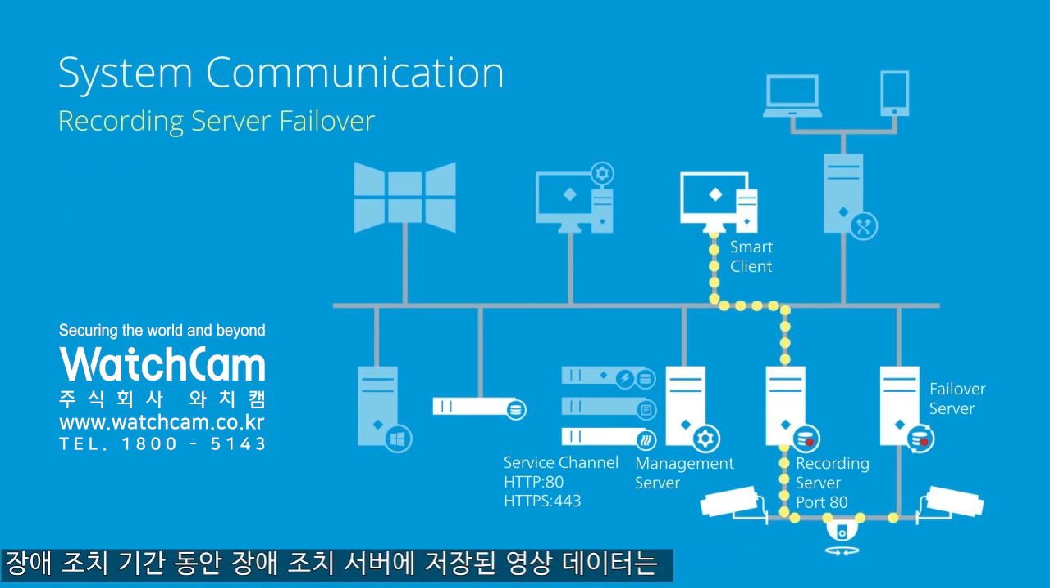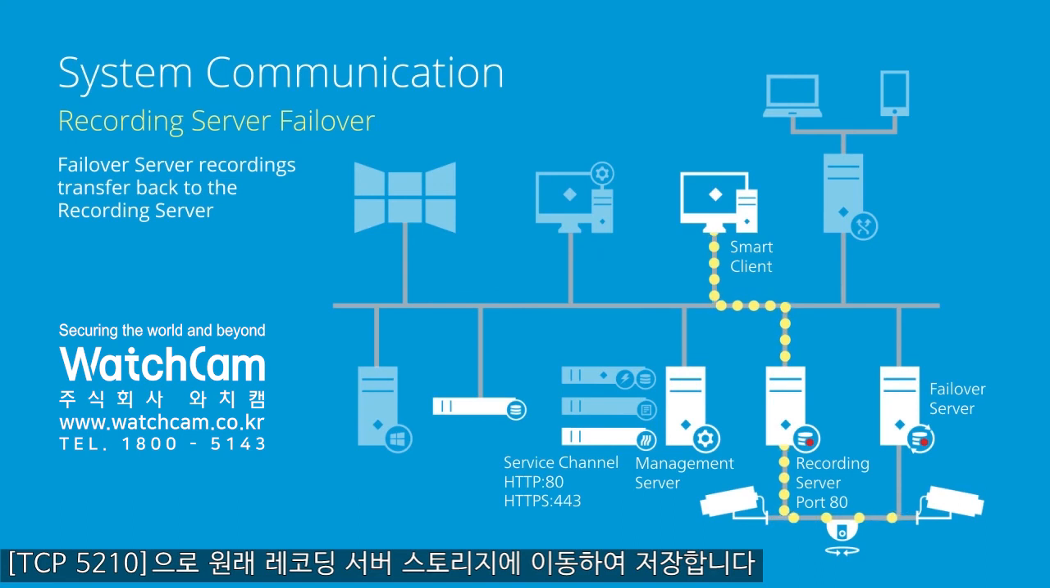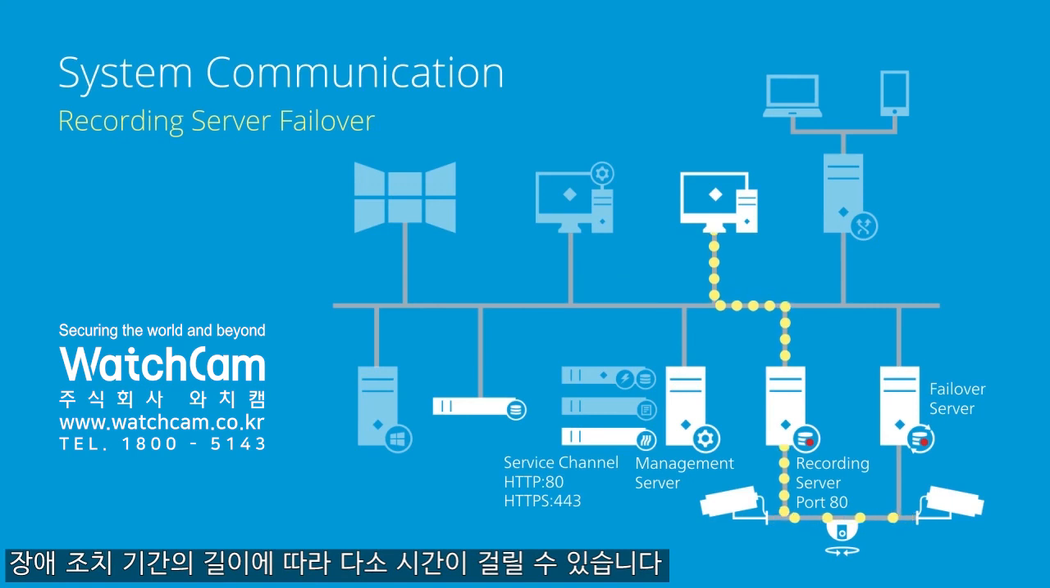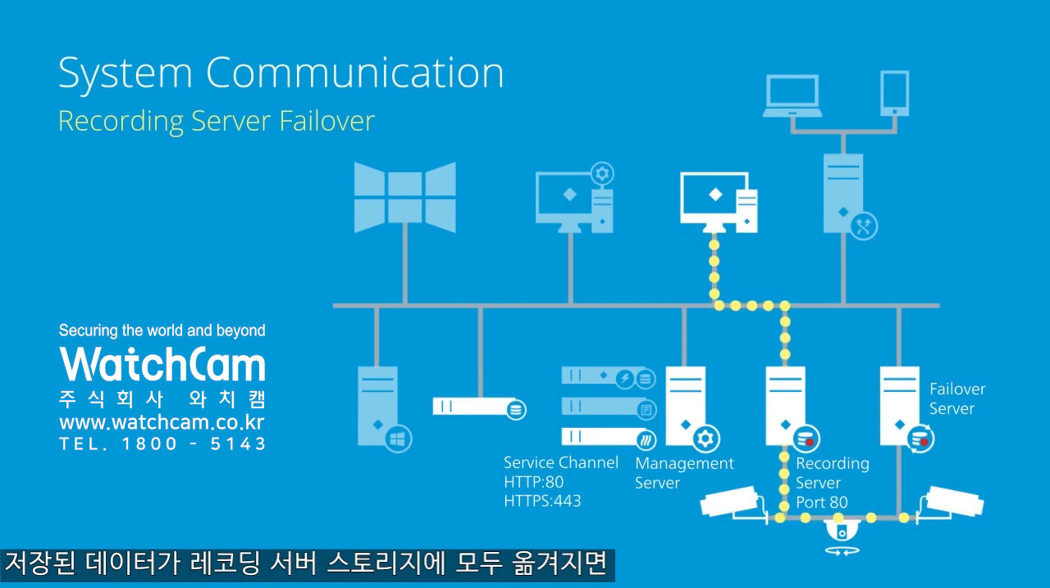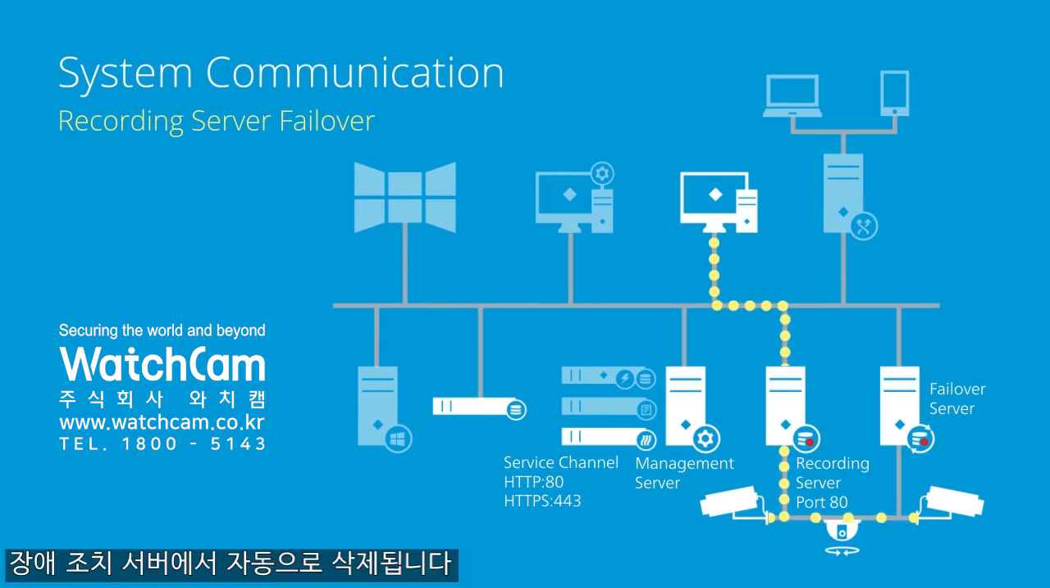Any recordings stored on the failover server during the failover period transfer back to the recording server storage database on port 5210 using TCP. This may take some time depending on the length of the failover period. After the recordings are written to the recording server storage database, they are deleted from the failover server.